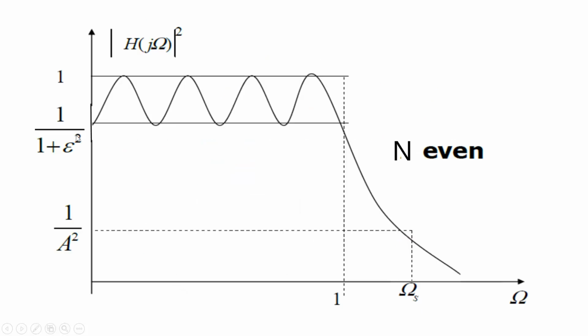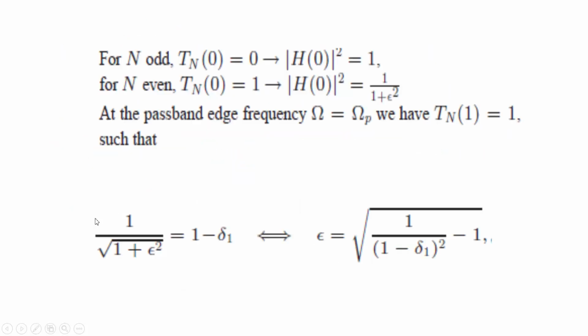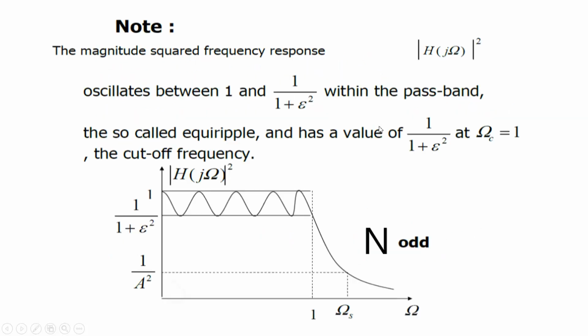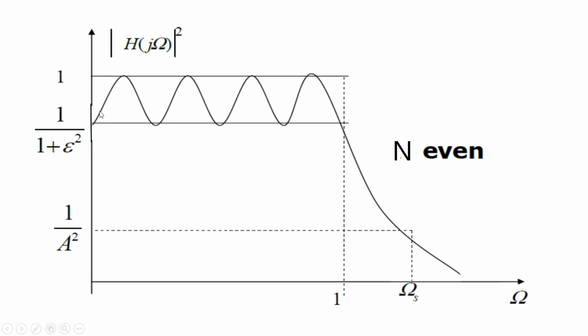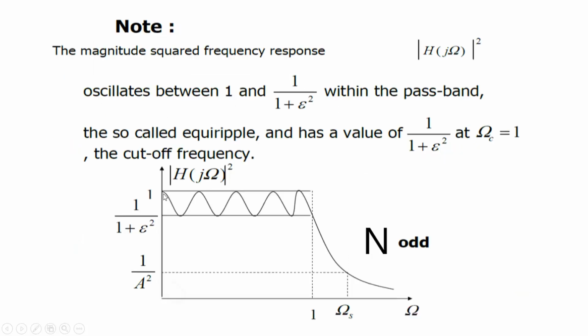Tn0 will be equal to 1. And the magnitude square value for omega equal to 0 will be 1 over 1 plus epsilon square. So now the curve, the ripple starts from 1 over 1 plus epsilon square. In the N odd case, the ripple starts from 1. So that's the difference for odd and even values of capital N.